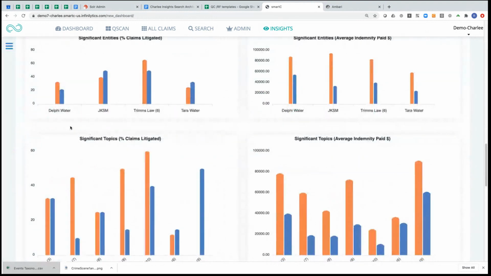There's a few. Looks like there's Delphi Water and this particular public adjuster seem like they are involved together in about 6 claims, 33% chance of litigation. There's Trim's law firm. They're again involved in 6 claims together with 66% chance of litigation, and the corresponding costs here as well. So Tim, is this the kind of analysis that might help?